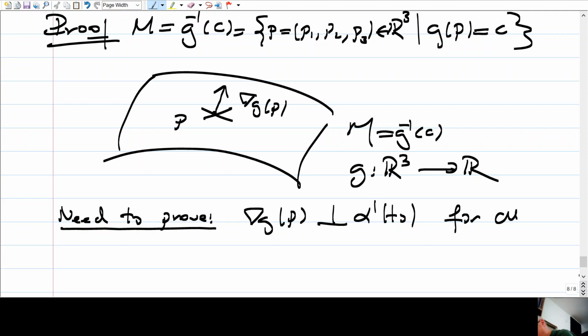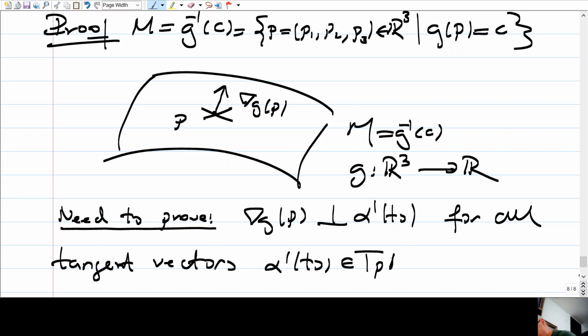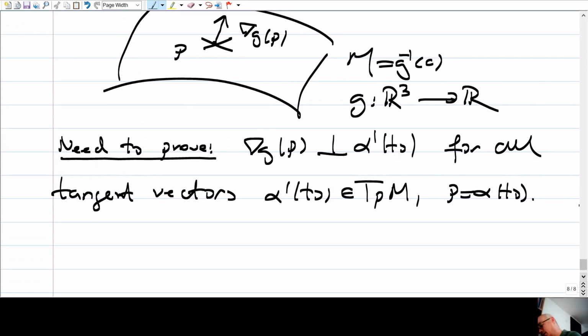For all tangent vectors alpha prime t0 in T_pM. Here, of course, p is just the value of this function at t0. Okay, how can we prove this?